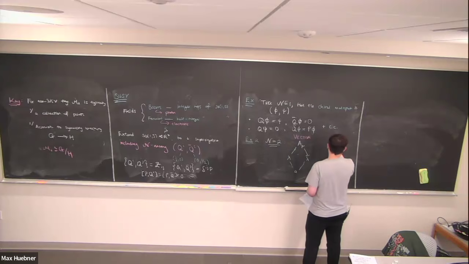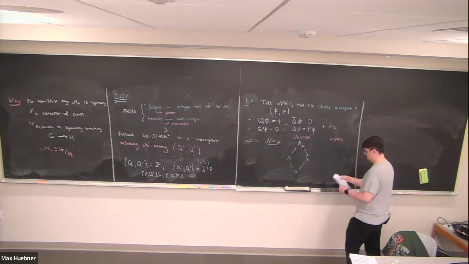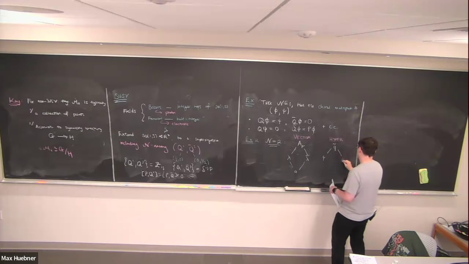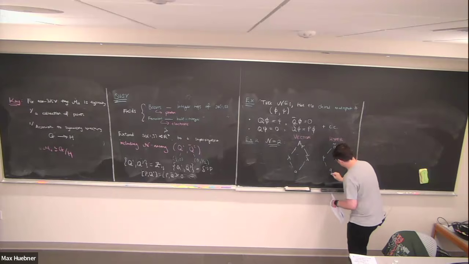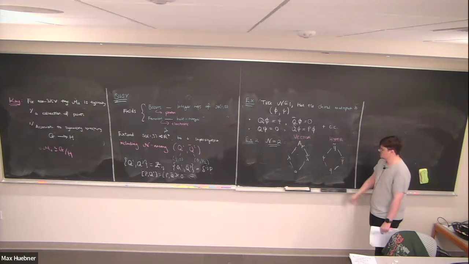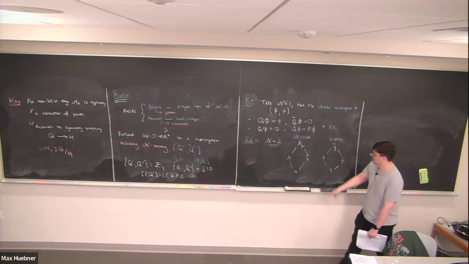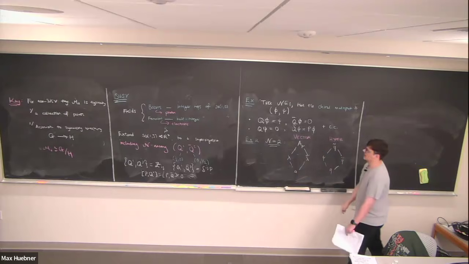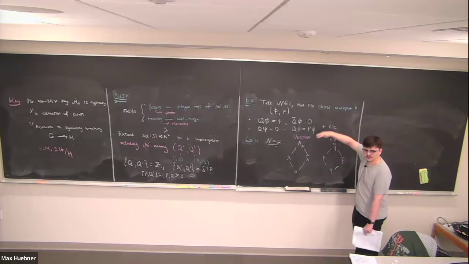And then there's the hypermultiplet, which is given by a complex scalar, two Weyl spinors, and then an additional complex scalar. So two complex scalars, two Weyl spinors, one vector. Again, homework, do that stuff for it.